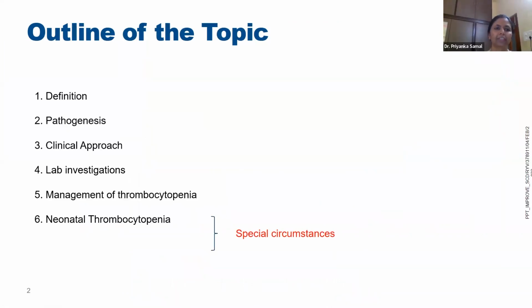We will have the definition, what is thrombocytopenia, the pathogenesis, why it occurs, how we approach a case of thrombocytopenia, what are the lab investigations we need to know in order to arrive at a diagnosis, management of thrombocytopenia in different clinical scenarios. And there are special circumstances where we need to put special effort for these patients, like neonatal thrombocytopenia and thrombocytopenia in pregnancy.